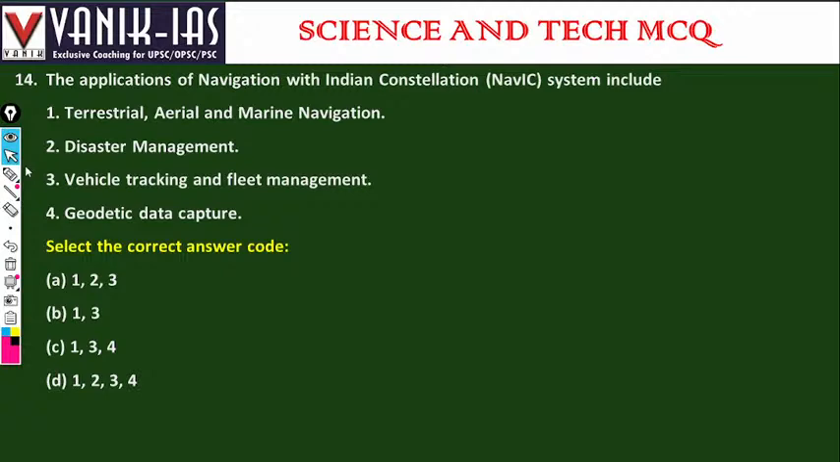The applications of navigation with the Indian constellation NAVIC system include terrestrial, aerial, marine navigation, disaster management, vehicle tracking and fleet management, geodetic data capture. NAVIC is also called IRNSS.